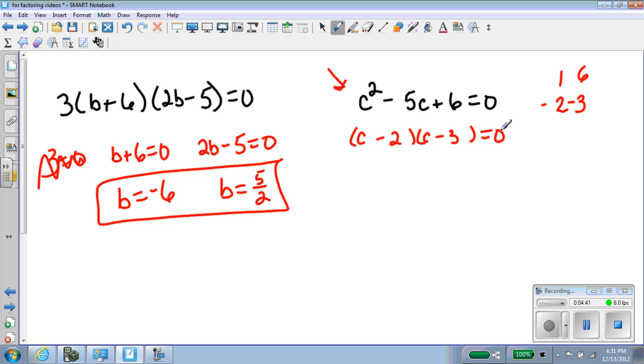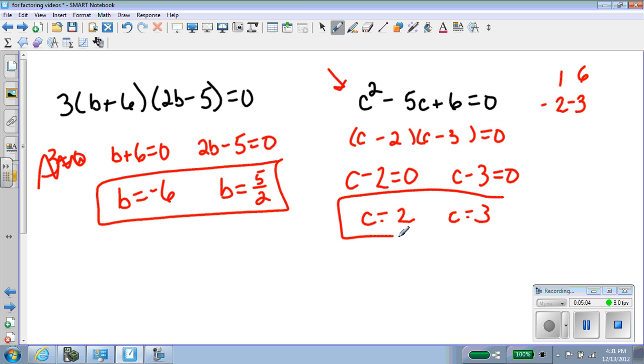Okay, so now instead of having c squared minus 5c plus 6 equals 0, I have the quantity c minus 2 times the quantity c minus 3 equals 0. So that means c minus 2 equals 0, or c minus 3 equals 0. So c equals 2, or c equals 3.